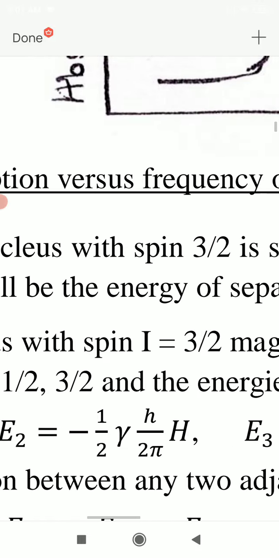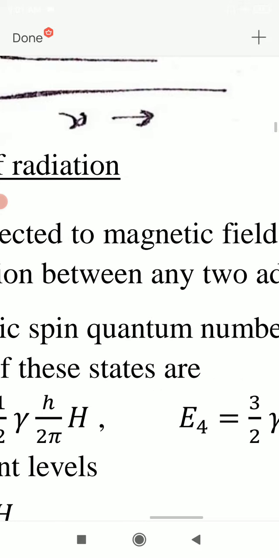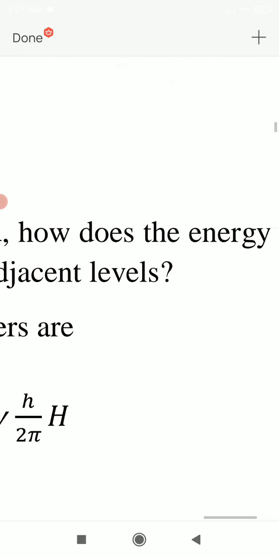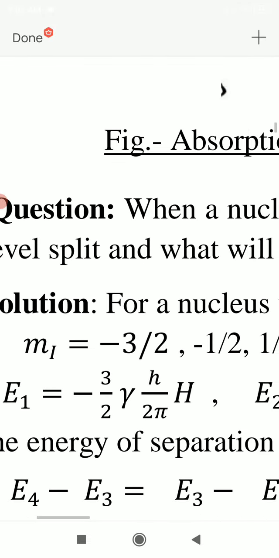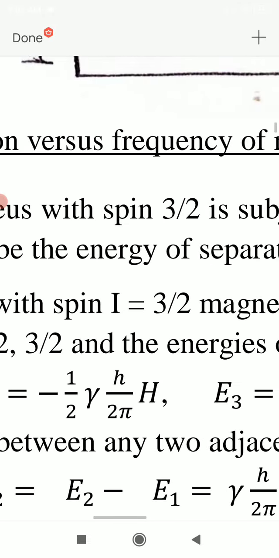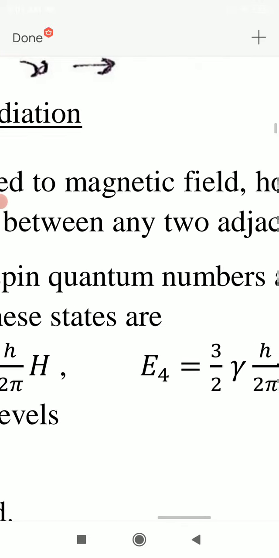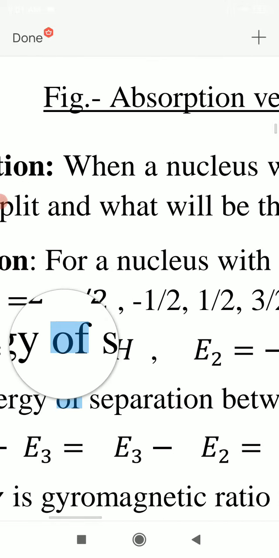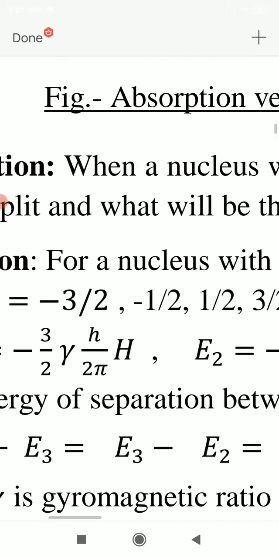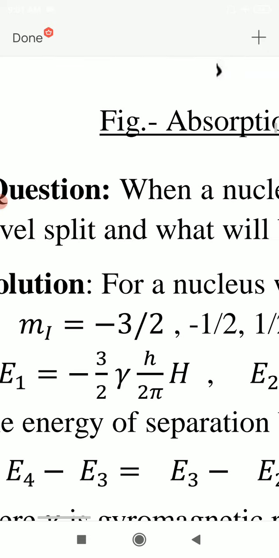When a nucleus with spin 3 by 2 is subjected to magnetic field, how does the energy level split, and what will be the energy of separation between any two adjacent levels? Now this is a question.